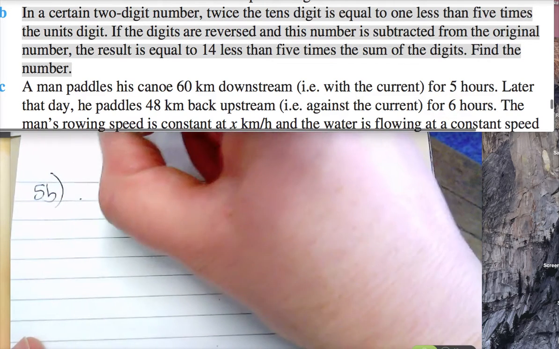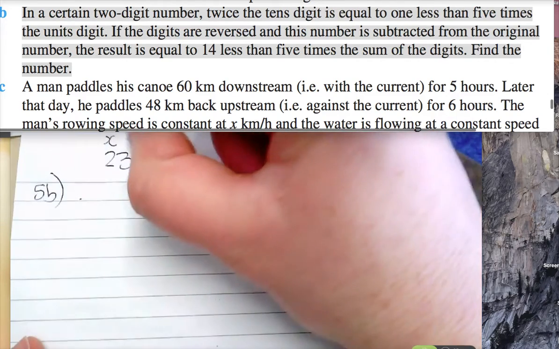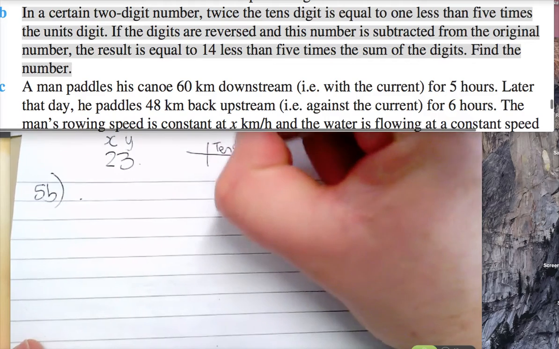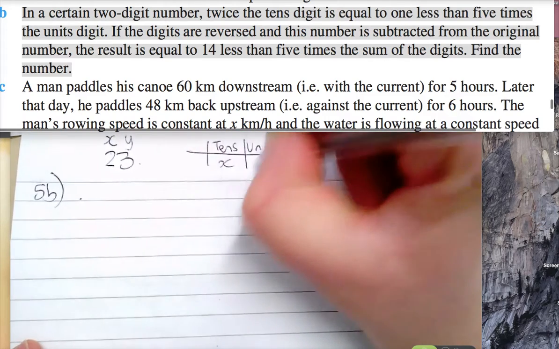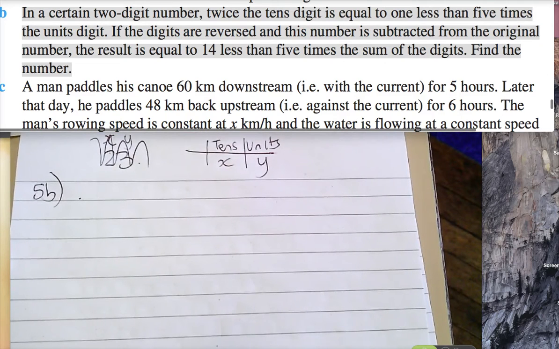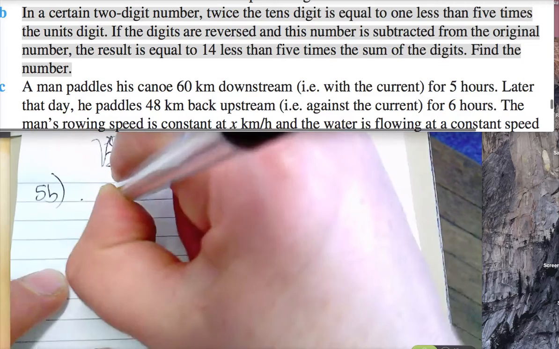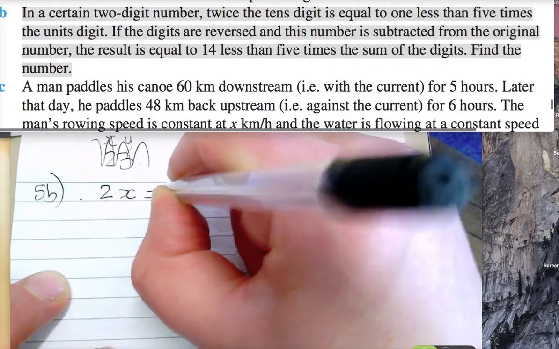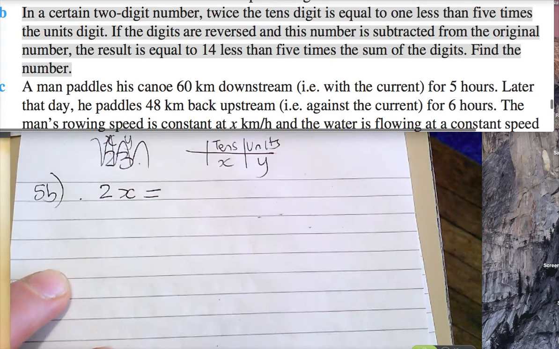So I'm going to call x the tens digit. So here's my number, I've got my tens and my units. I'll call my tens digit x and my units digit y. So let's start. Are you okay with that? In a certain 2-digit number, 2 times the tens digit is equal to 1 less than 5 times the units digit. So what do I do?